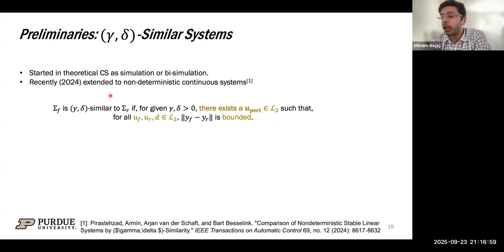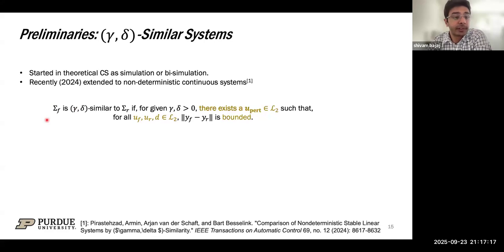which belongs to this long line of bisimulation literature, which started in theoretical computer science and was brought into control, I believe, by George Pappas in the early 2000s. But I will be focusing on this paper from 2024, which is on gamma-delta similar systems.